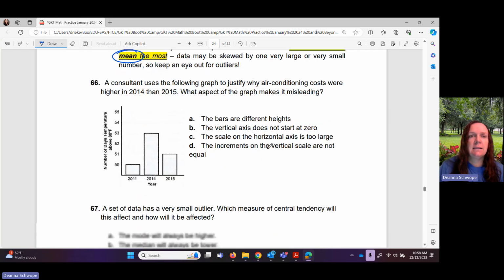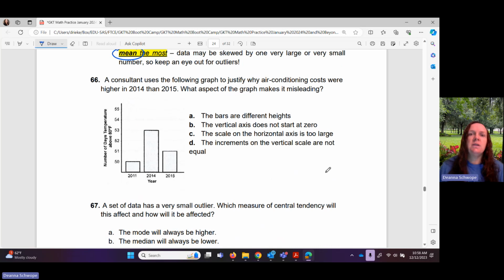All right, number 66. A consultant uses the following graph to justify why air conditioning costs were higher in 2014 than 2015. What aspect of the graph makes it misleading? All right, so we just take note of the X and Y axis. We're talking about number of days, temperature above 80 degrees, and then the year. The bars are different heights. Well, that is true, but that doesn't make it misleading. That's just the data. The vertical axis does not start at 0.